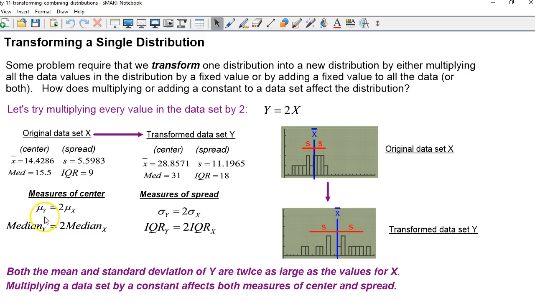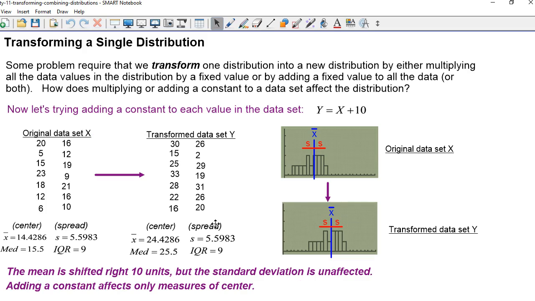In other words, if y is the transformed set, the mean of y is twice the mean of x, and the median of y is twice the median of x. The standard deviations are also doubled. The standard deviation that was 5.5983 is now 11.1965, which is exactly twice the original. So the standard deviation and the IQR, the measures of spread, are also doubled. We can summarize that by saying the mean and the standard deviation are both multiplied by the same multiplier we used to transform the data. So multiplication affects measures of center and measures of spread.